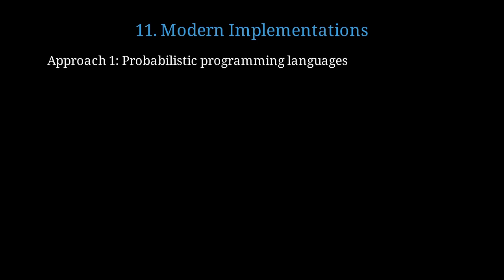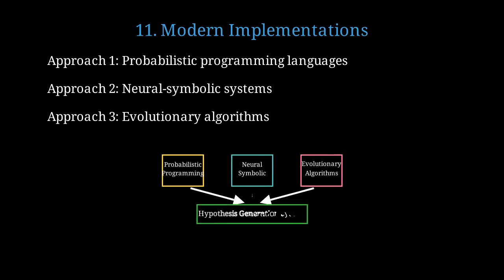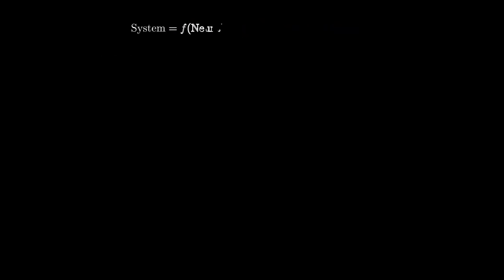Let's look at how modern systems implement computational abduction. Probabilistic programming languages, like Church and WebPPL, provide frameworks for abductive inference. Neural symbolic systems combine deep learning's pattern recognition with symbolic reasoning's interpretability. Evolutionary algorithms generate and test hypotheses through mutation and selection over generations. These three modern approaches converge into integrated systems that leverage the strengths of each method. Modern systems combine neural, symbolic, and evolutionary components through weighted integration functions.